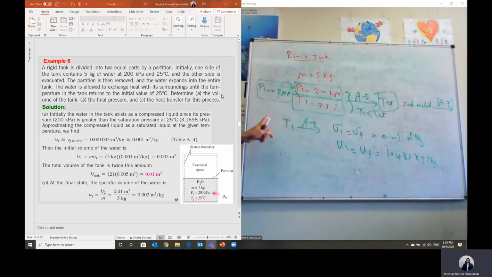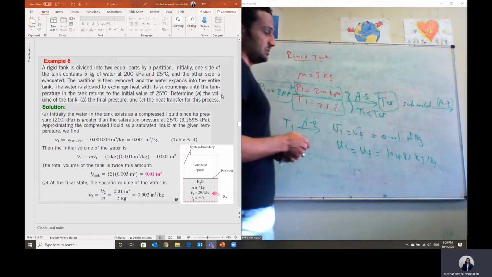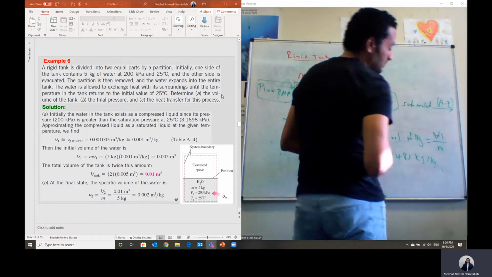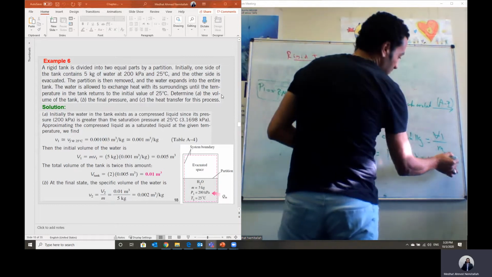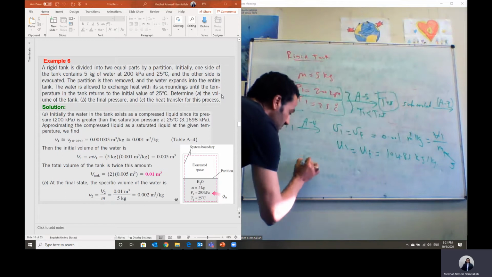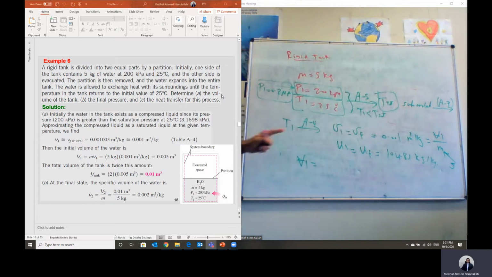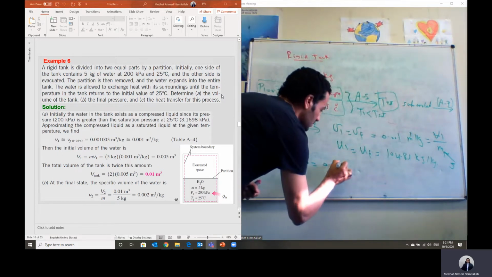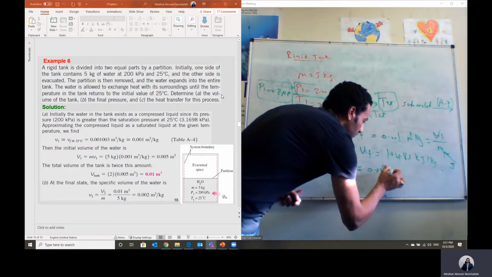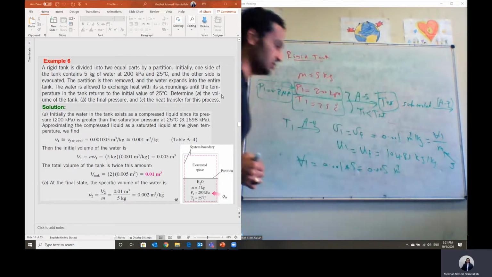But what we need is to calculate actually the total volume of the tank, which is double the volume V1. But we have a specific volume V1. Specific volume is equal to the total volume V1 divided by the mass. The mass actually is 5 kilogram. Then we can calculate the total volume V1, which will equal the specific volume 0.001 multiplied by 5, which equals 0.005 meter cube.